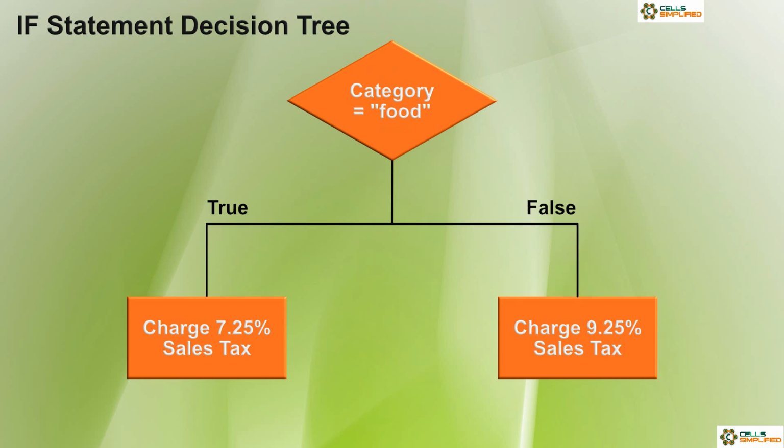So if we rework this a little bit, it's a little bit better suited to an if statement. So we can see here, instead of a question, we have what's the equivalent of a statement. So we're saying the category is equal to food. And so then we can evaluate that as either being true or false. If the statement is true, then we're going to charge 7.25% sales tax. And if it's false, we're going to charge 9.25% sales tax.